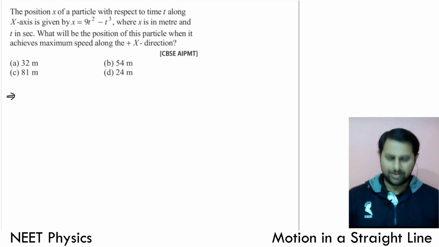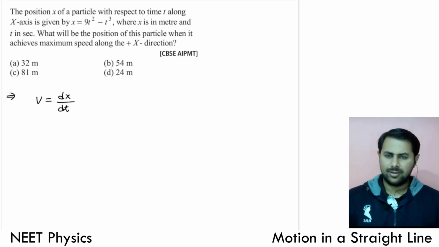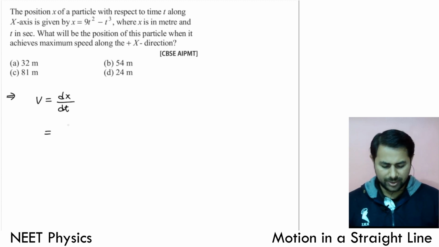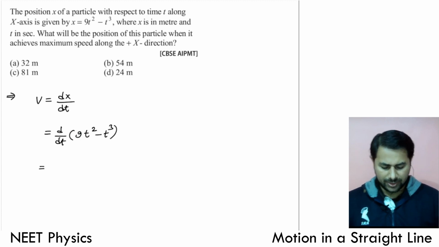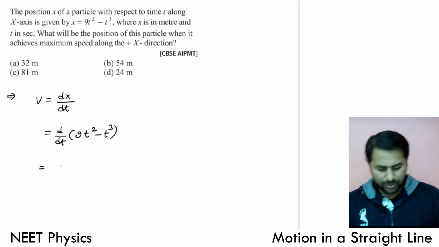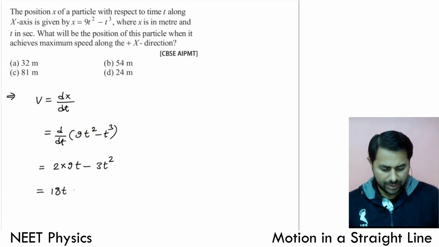for the maximum speed, what do you need to do? You need to check. So v is equal to what? dx by dt, right? So first of all, find out that v is equal to dx by dt. That means d by dt of 9t square minus t cube. The derivative of that is 2 times 9 into t, the derivative of t square is 2t, minus 3t square. So that is 18t minus 3t square.